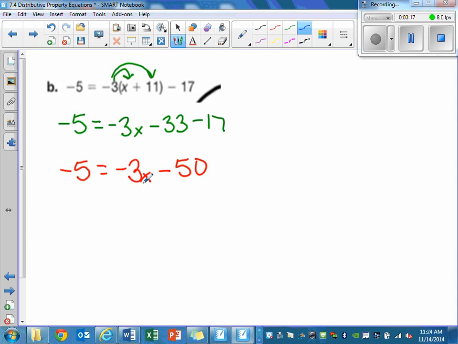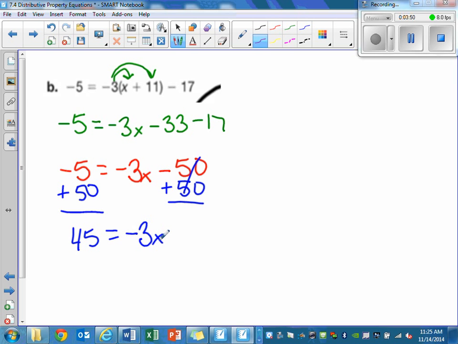Okay, so now I'm working on getting x all by itself. I have to move the minus 50 and the negative 3. So you add or subtract first. To get rid of 50, this is a negative 50, I'm going to do the opposite operation, which would be to add 50. Those cancel. If I add 50 on one side, I have to add 50 on the other. Be careful here because we're dealing with negative numbers. A negative 5 plus 50 is 45. So 45 equals negative 3x.